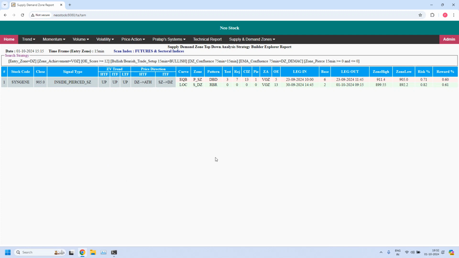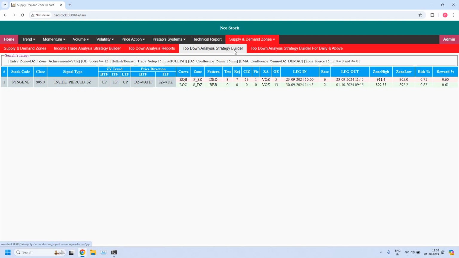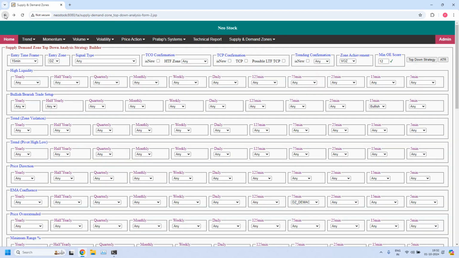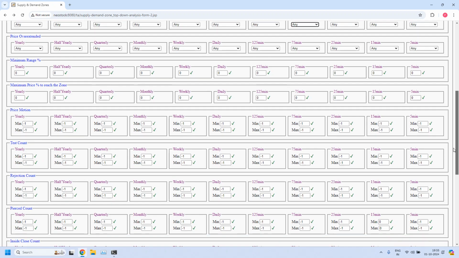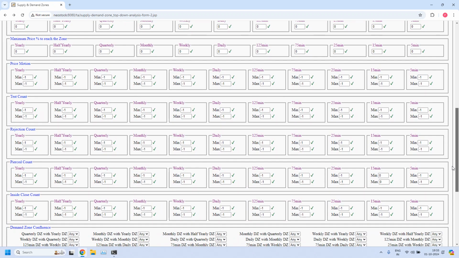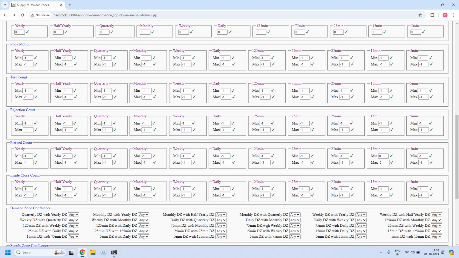Okay, now let's look for LTF, ITF, HTF zone confluence. I'm sorry. First I have to remove this EMA filter. Then I have to enable all the remaining 2 filters. First filter is already enabled, 2 more are there. What is the first filter? The 15 minutes demand zone with 75 minutes demand zone we enabled. Next 15 minutes demand zone with daily demand zone I am enabling, that is HTF confluence. And also 75 minutes demand zone with daily demand zone, that is ITF and HTF confluence.